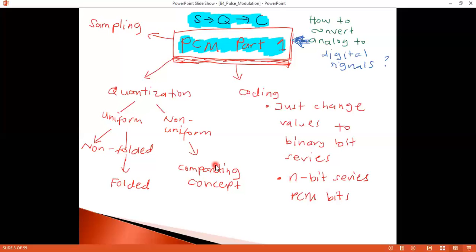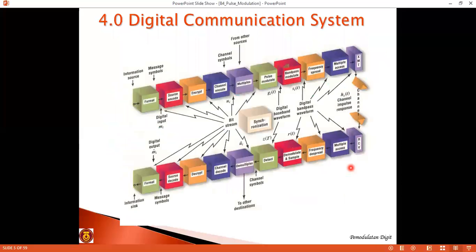but we look at the companding concept within non-uniform quantization. For coding, it's just the change from our sample to an n-bit PCM bit series. Okay, so let's go to PCM.